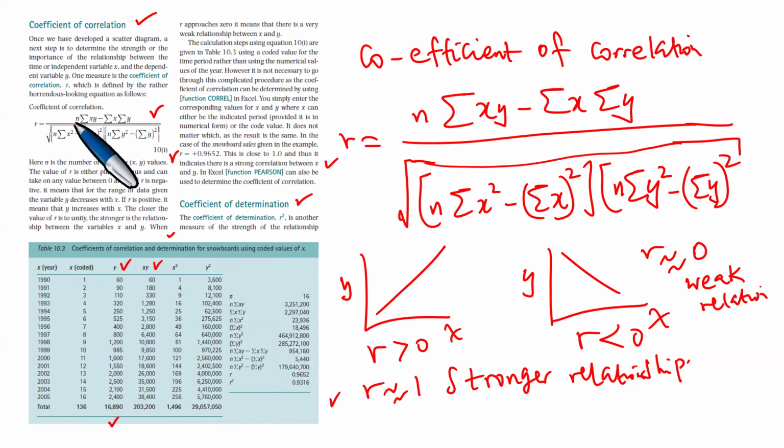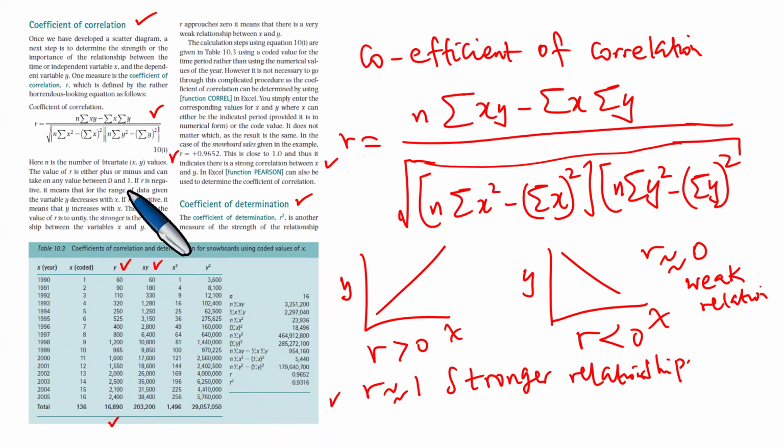Now we compute n times the sum of xy. The sum of xy is 203,200, and we multiply it by n, which is 16. This is just a technique; a Casio calculator can do this, and Excel can do this. You have the sum of x and the sum of y, n times the sum of x squared, and so on. And here is the r.